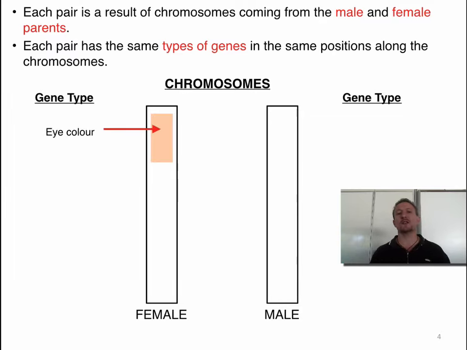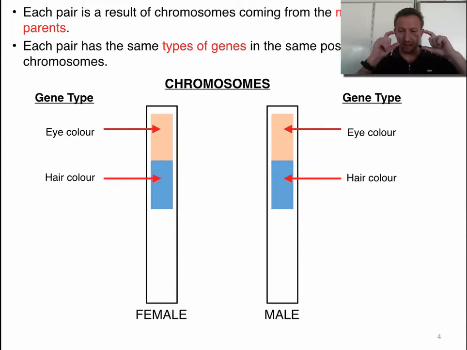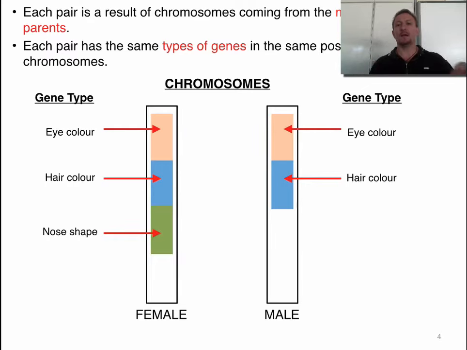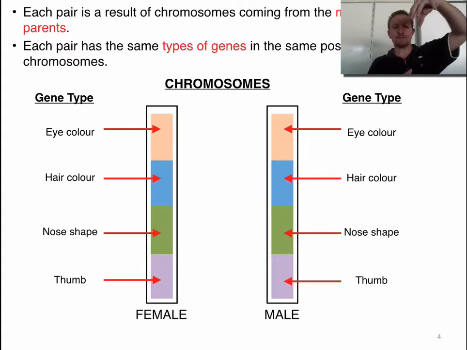As you can see, at the top we've got eye colour. The eye colour is in the same place in the male as the female. The hair colour is in the same place in the female and the male. The nose shape is in the same place, and the size of the thumb is in the same place. So as the genes fill up, you're going to get similar bits of information.